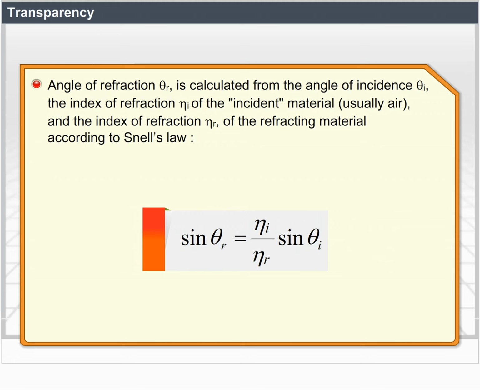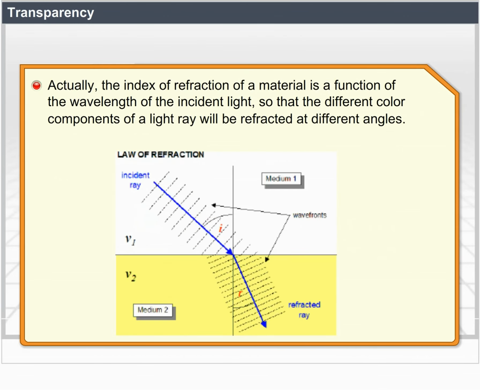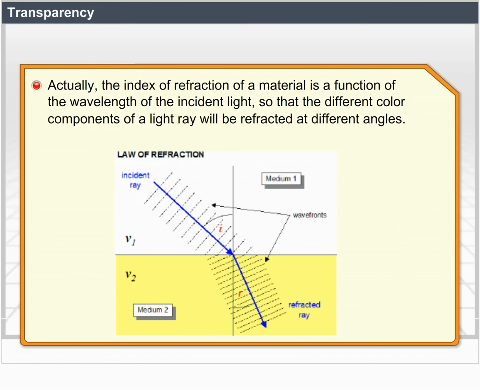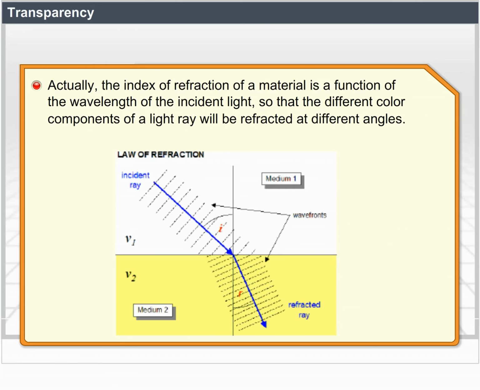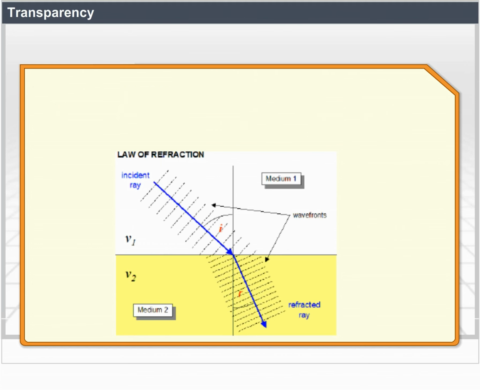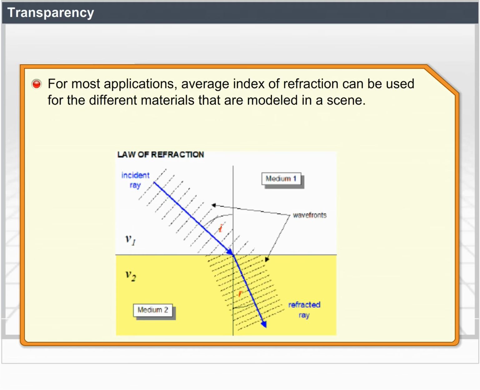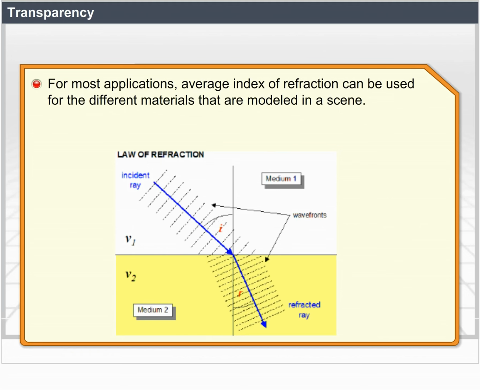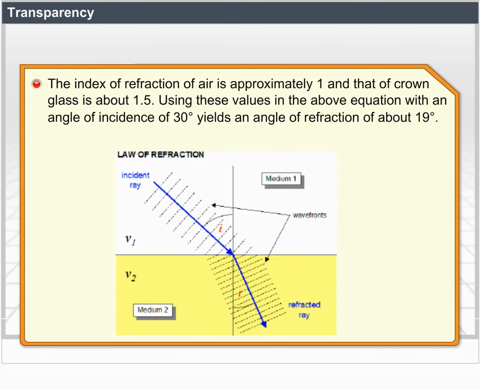Actually, the index of refraction of a material is a function of the wavelength of the incident light, so that the different color components of a light ray will be refracted at different angles. For most applications, we can use an average index of refraction for the different materials that are modeled in a scene. The index of refraction of air is approximately 1, and that of crown glass is about 1.5.